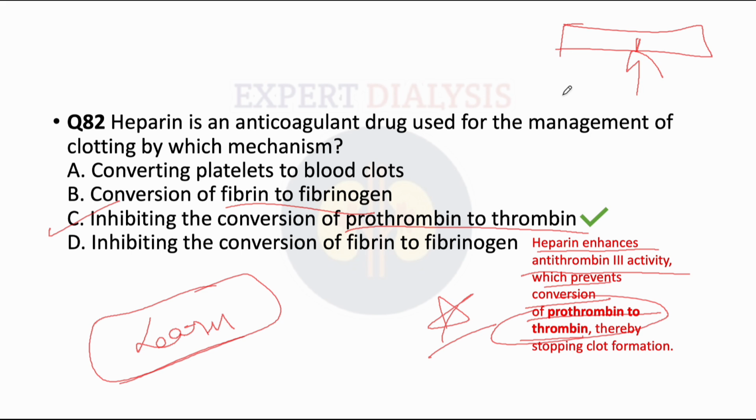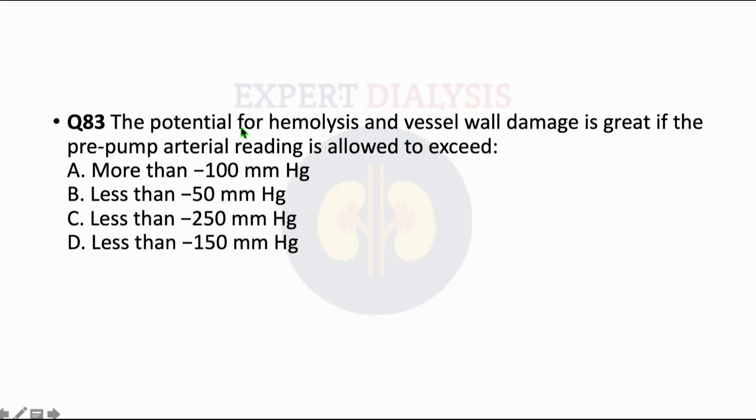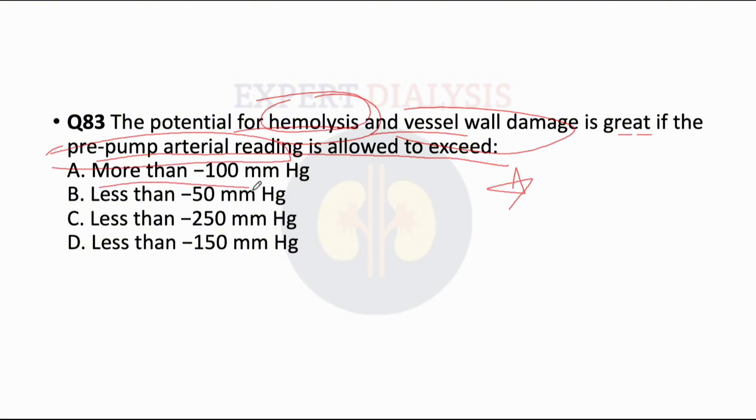Moving to the third question. It says the potential for hemolysis and vessel wall damage is great if the pre-pump arterial pressure reading is allowed to exceed what value? So when will hemolysis or vessel wall damage mainly happen? Option A says more than minus 100 mmHg pressure. Option B says less than minus 50 mmHg. Option C says less than minus 250 mmHg, and option D says less than minus 150 mmHg.